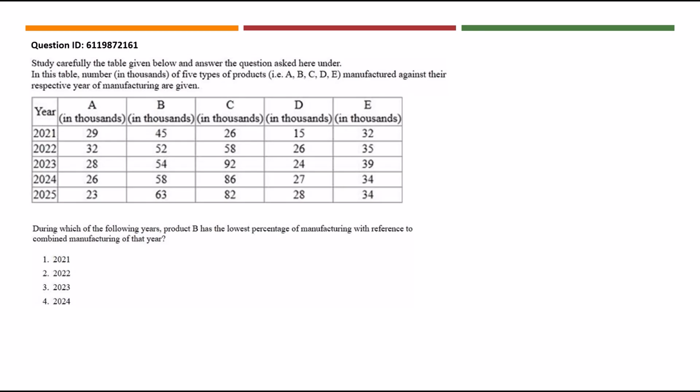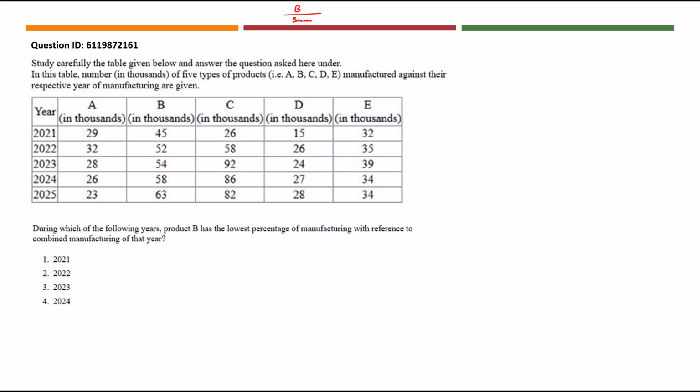Next question. During which of the following years, product B has the lowest percentage of manufacturing with reference to combined manufacturing of that year? In order to find the combined manufacturing, you have to add all the products together, A plus B plus C plus D plus E. They are asking product B's percentage with reference to combined manufacturing. It means taking product B value in the numerator, we have to put the sum of all products together in the denominator. Using this value, we have to find the percentage for every year.